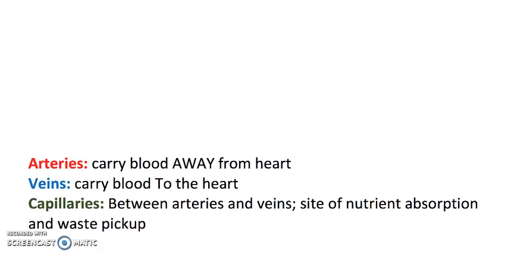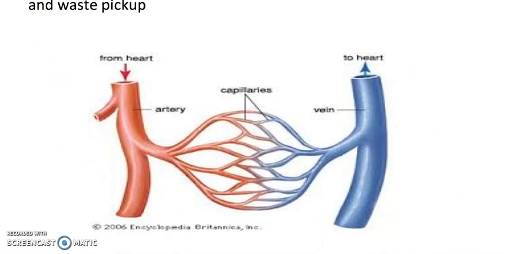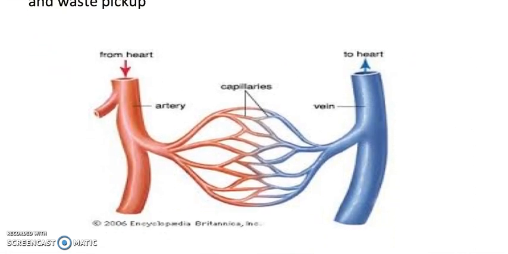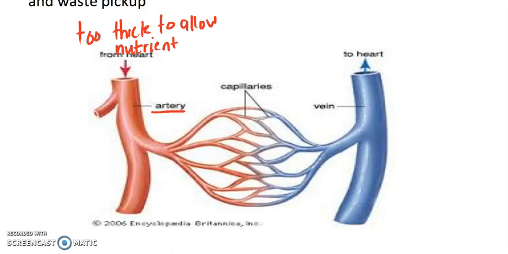So three types of vessels are arteries, veins, and capillaries. There do exist smaller ones, but we'll just talk about these three for now. So the red here, these are arteries, and the nutrient drop-off doesn't occur here because these are too thick. Arteries are too thick to allow nutrient diffusion, and also to pick up waste, this can't happen either.